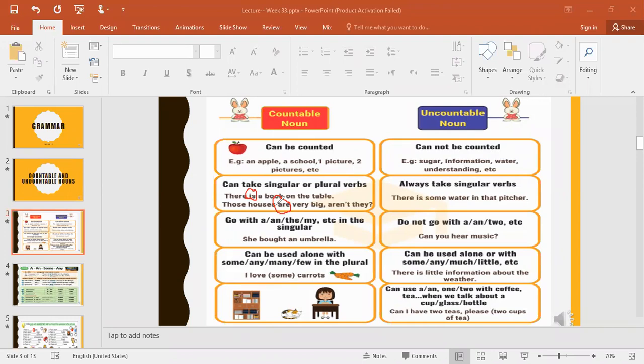Is everything clear? Let's move to uncountable. Uncountable nouns always take singular verbs. يعني uncountable nouns do not take plural verbs at all. There is some water in that picture. Where's the verb? Is. Is.